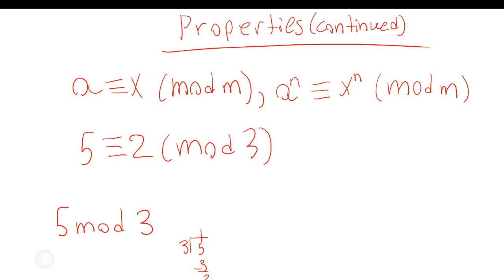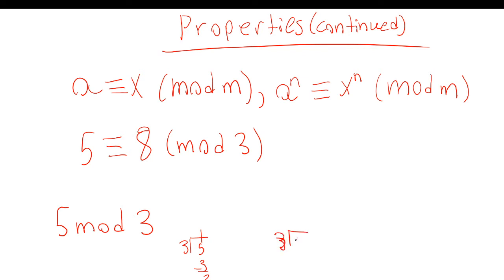No, never mind, this is not congruent. So erase that. We need another one. 5 is congruent to what mod 3? Okay, so 5 is 2 more than a multiple of 3. So 3 times 2 is 6, and 6 plus 2 is 8. So 8 mod 3 is an actual congruence, since 8 divided by 3 gives the same remainder, 2.